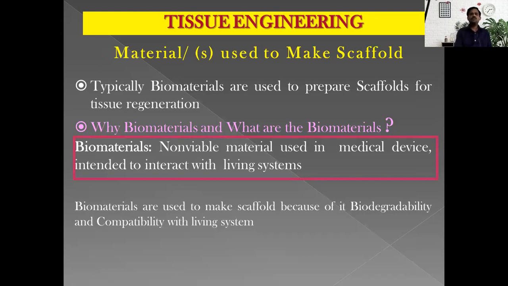Biomaterials are non-living materials that are used in medical devices. And biomaterials are used to make scaffolds because of their biocompatibility and biodegradability. It means biomaterials are used to make scaffolds because of their ability to degrade inside the recipient's body by the body's own system. They do not create any kind of inflammatory or immunological reaction inside the recipient's body.